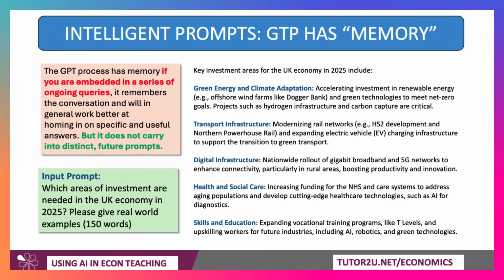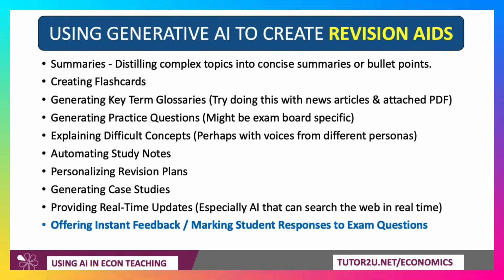Here's an input prompt. Which areas of investment are needed in the UK economy in 2025? Please give real-world examples, 150 words. So there's 3 prompts there. And it comes up with green energy, transport infrastructure, some of those examples there, digital infrastructure, health and social care, skills and education. Look, if you've got a question on supply-side policies and the need for investment, that is a pretty solid list of areas to focus on. So I've taken you on some examples of the ways in which a conversational approach to AI can bring really good, encouraging, positive results.